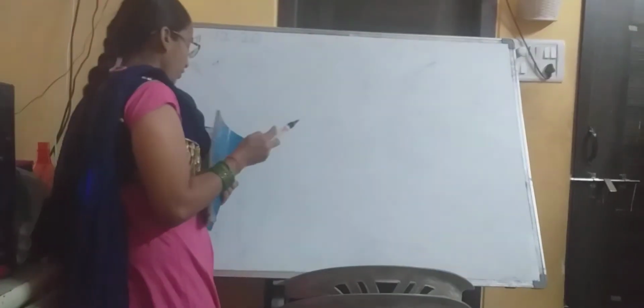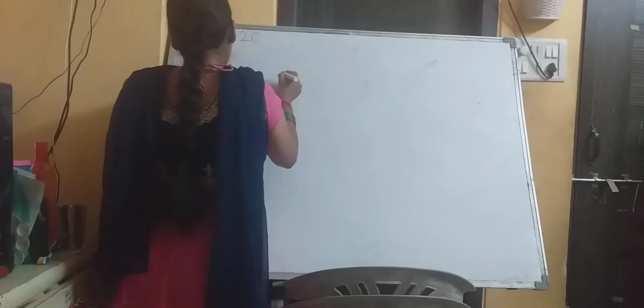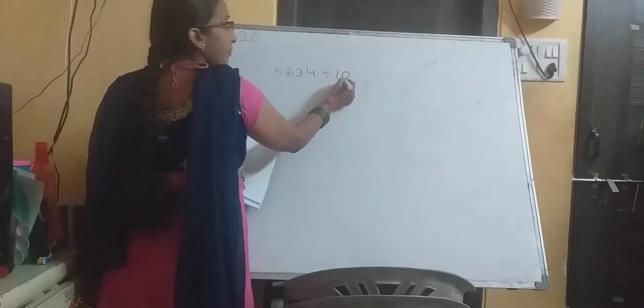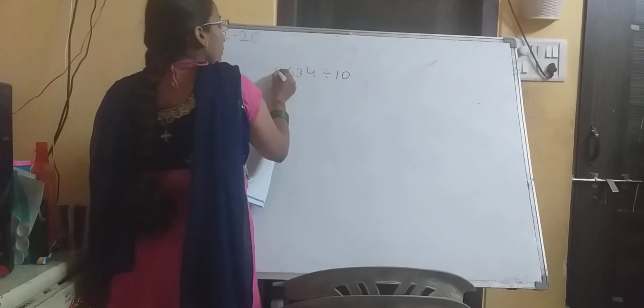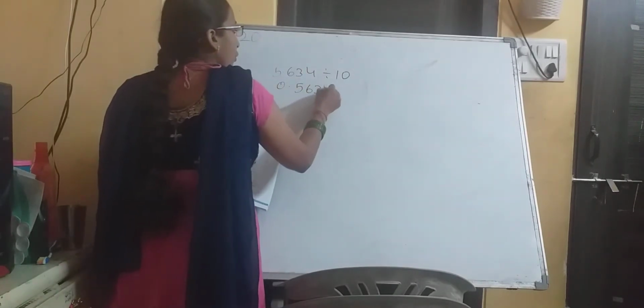Yes. Now we are going to do, I'll show you. 5.634 divided by 10. So how many points? 10 means only one zero. So this point will come to this side: 0.5634. Write like that.